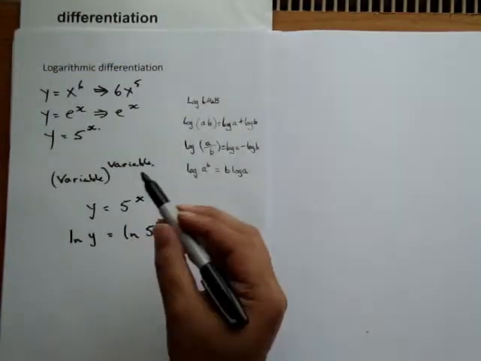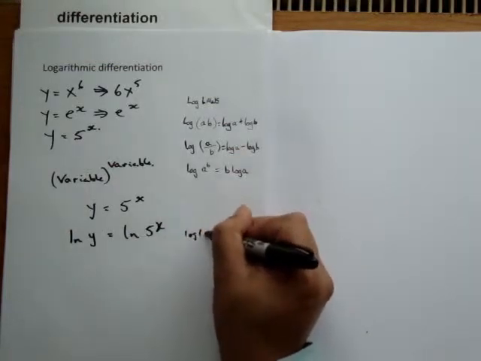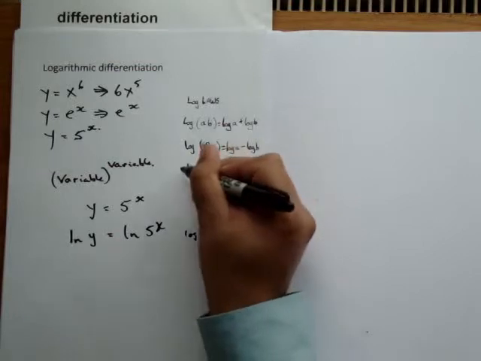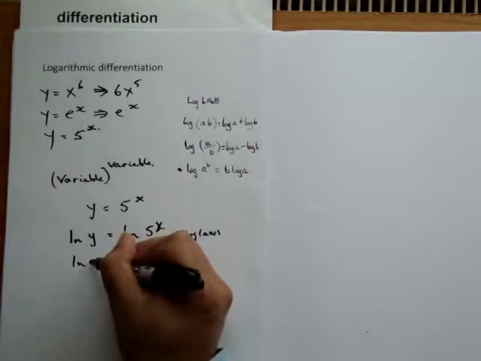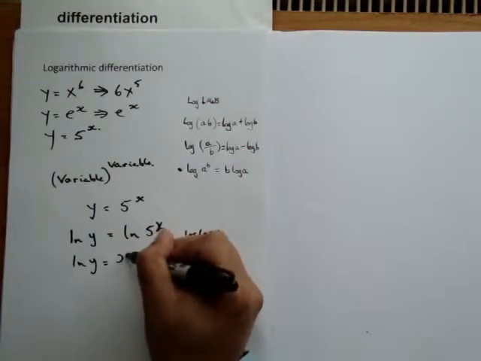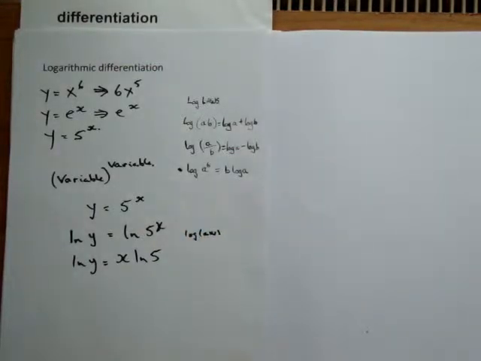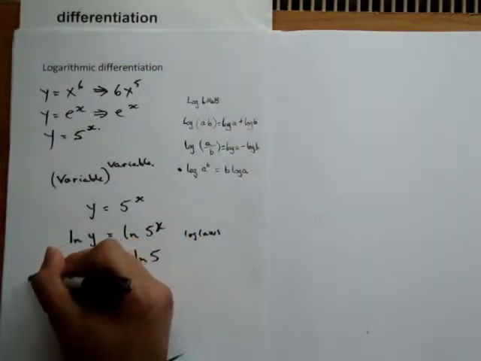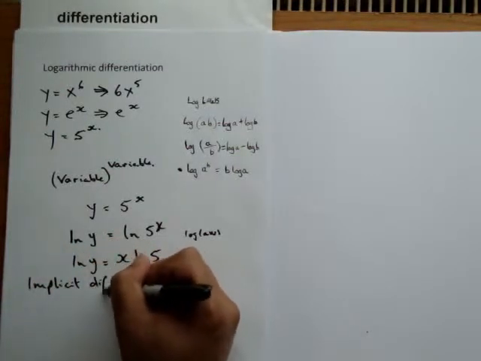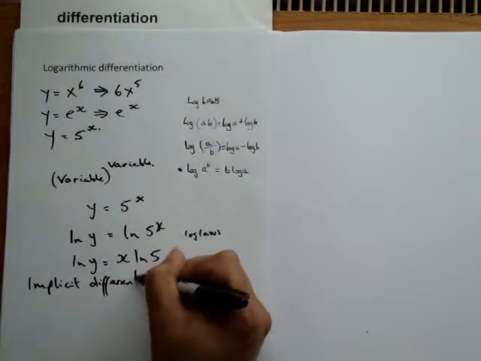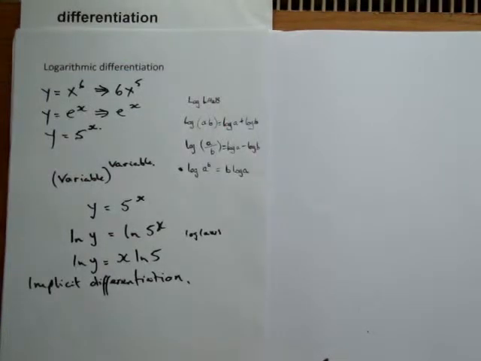Now what we do is we bring the x down using log laws, this one in particular. So this becomes natural log of y equals x natural log of 5. Now we use implicit differentiation.